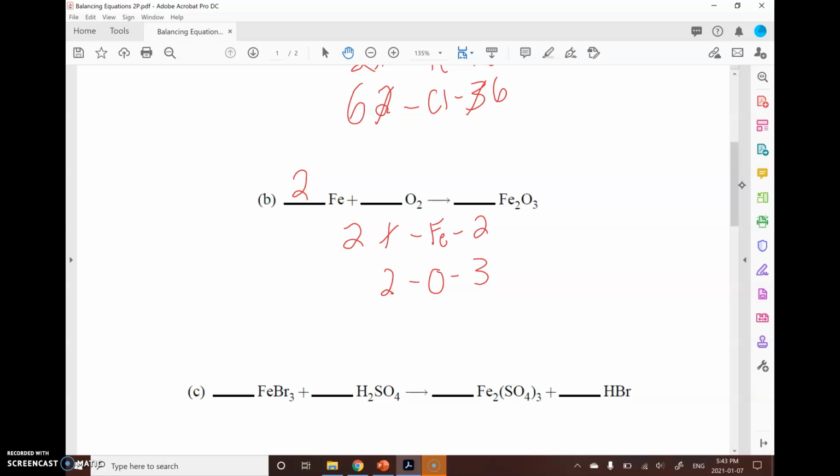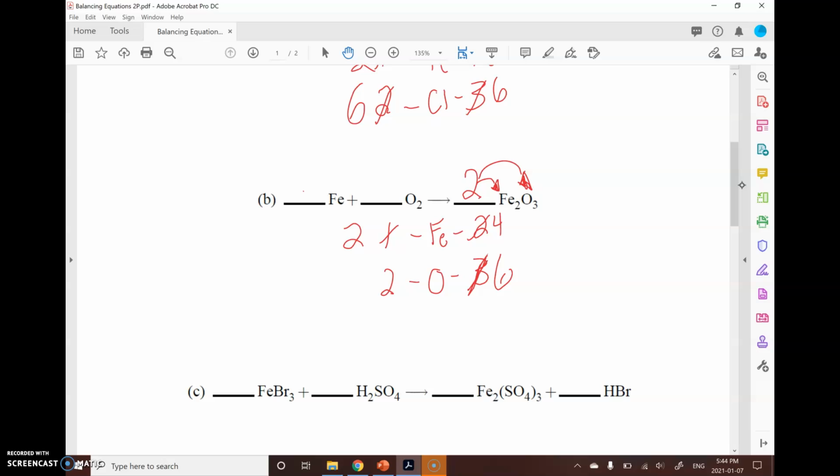And again, I have a 2 and a 3. So I'm going to go to this side of the arrow because I have an odd number here, and I'm going to make that even by putting a 2 here. So if I put a 2 here, the 2 multiplying the 3 gives me 6, but that 2 is also going to multiply the iron. So 2 times 2 is 4. And what that means is now this side is not balanced. So I'm going to even up the iron. So 2 is not going to work anymore. Okay, so I'm going to take away that 2.